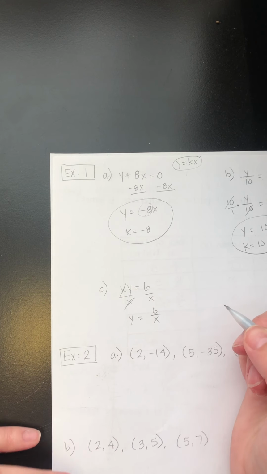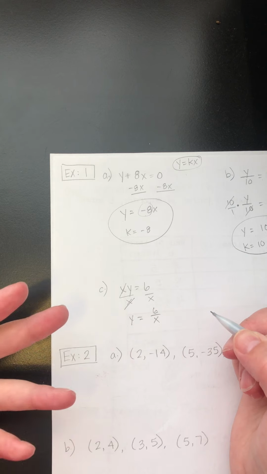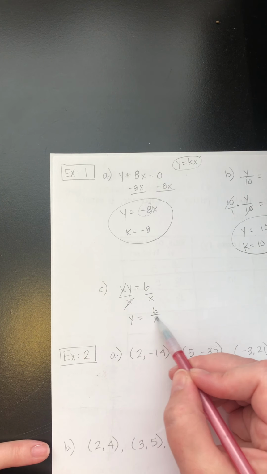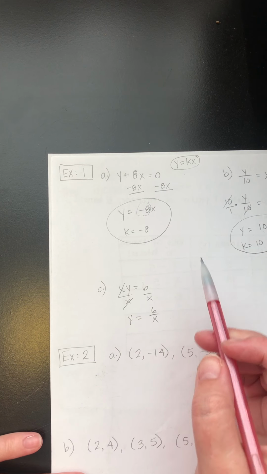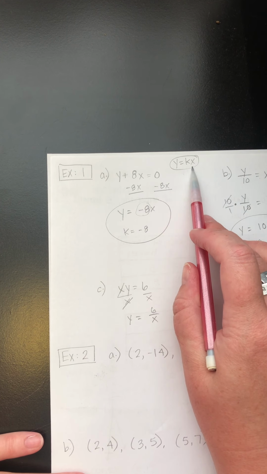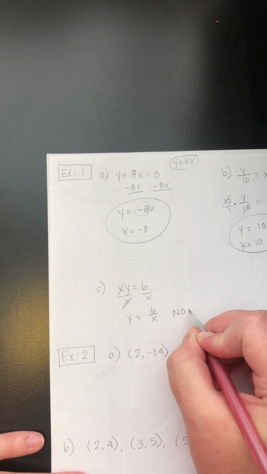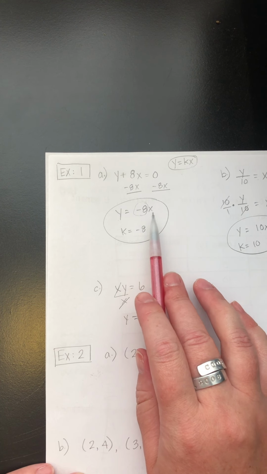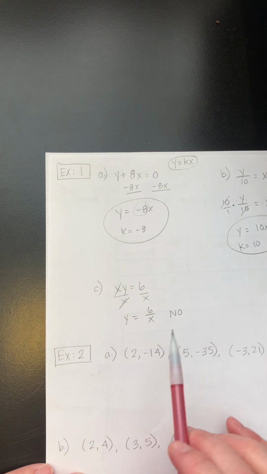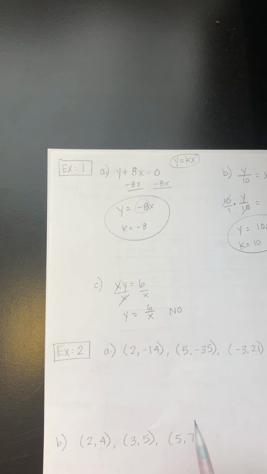Another way to write this, you can write it another way, but really we're not too worried about it because it needs to be in this form, y equals k times x. This is not the same form, it's not direct variation. So no, it's not direct variation because we need to have a constant times x. This is a constant divided by x, so it's not direct variation.